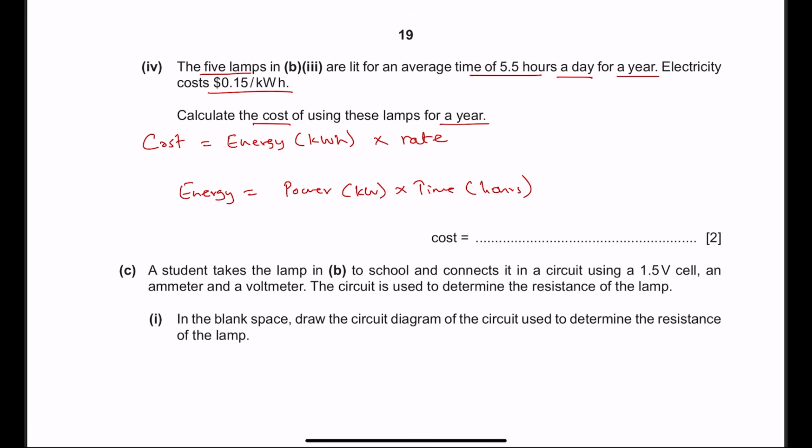If you want the energy to be in joules, then it's the same equation, power into time, but then the power would be in watts and the time would be in seconds. Right now we want the energy to be calculated in kilowatt hours, so make sure that your power is in kilowatts and the time is in hours. Now the time would be pretty straightforward.